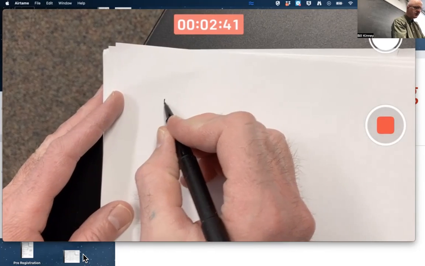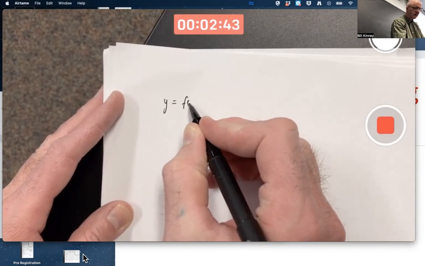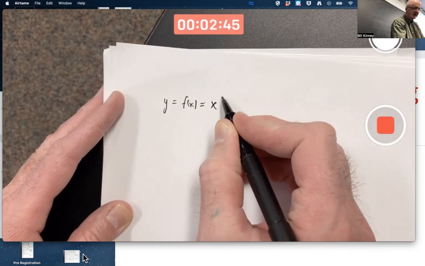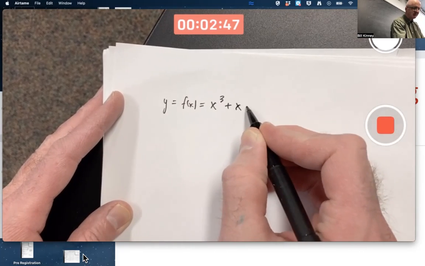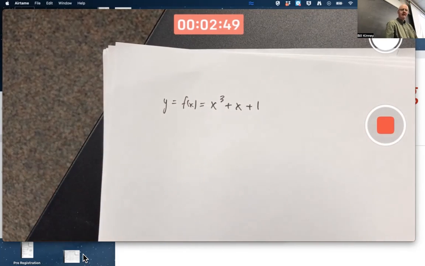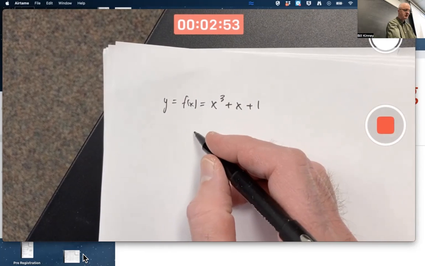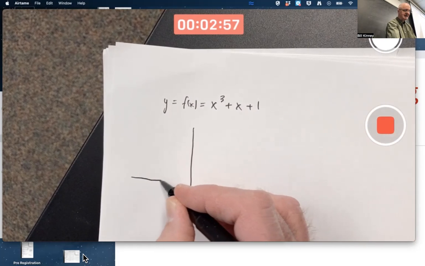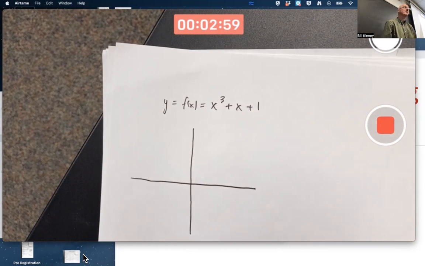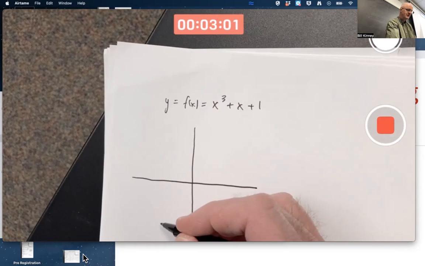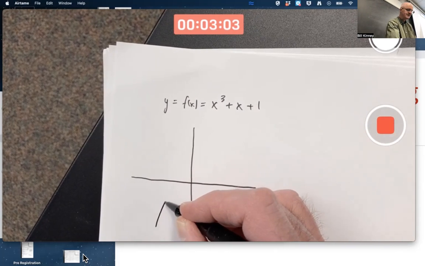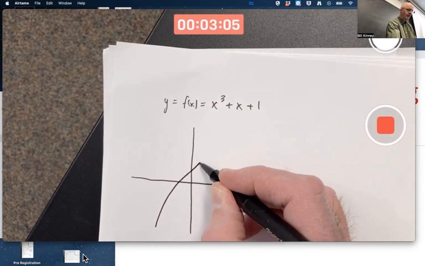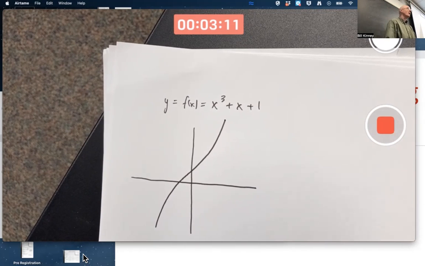So we're going to consider a cubic example here. y equals f of x equals x cubed plus x plus 1. If you graph this function, you can go ahead and try it on your calculator. You will see that it's a one-to-one function. This graph is going to look about like this. Being a one-to-one function, it's got an inverse function.